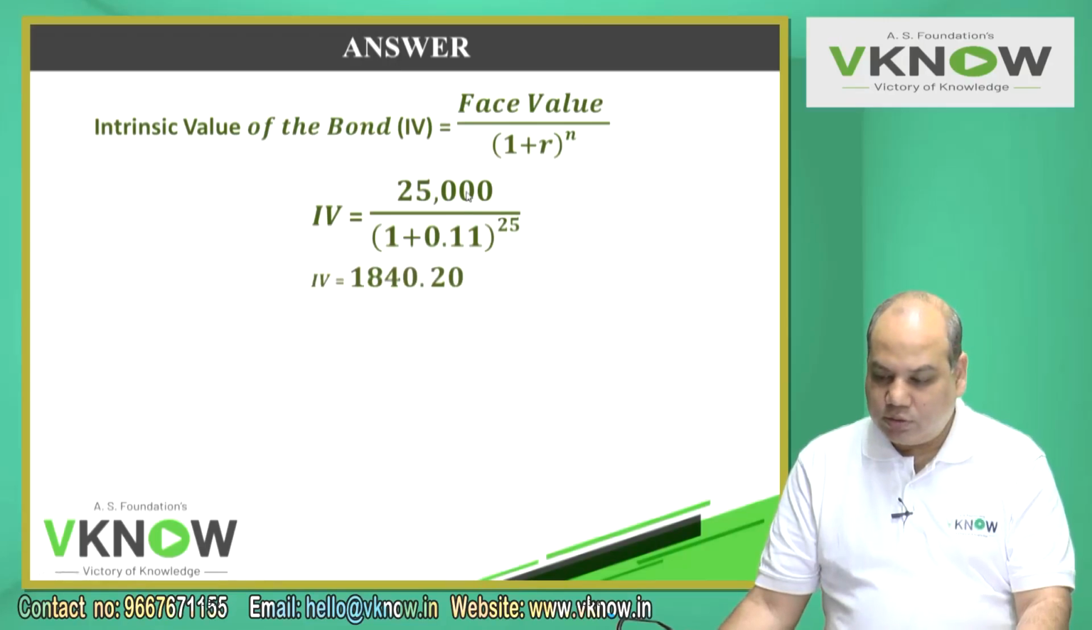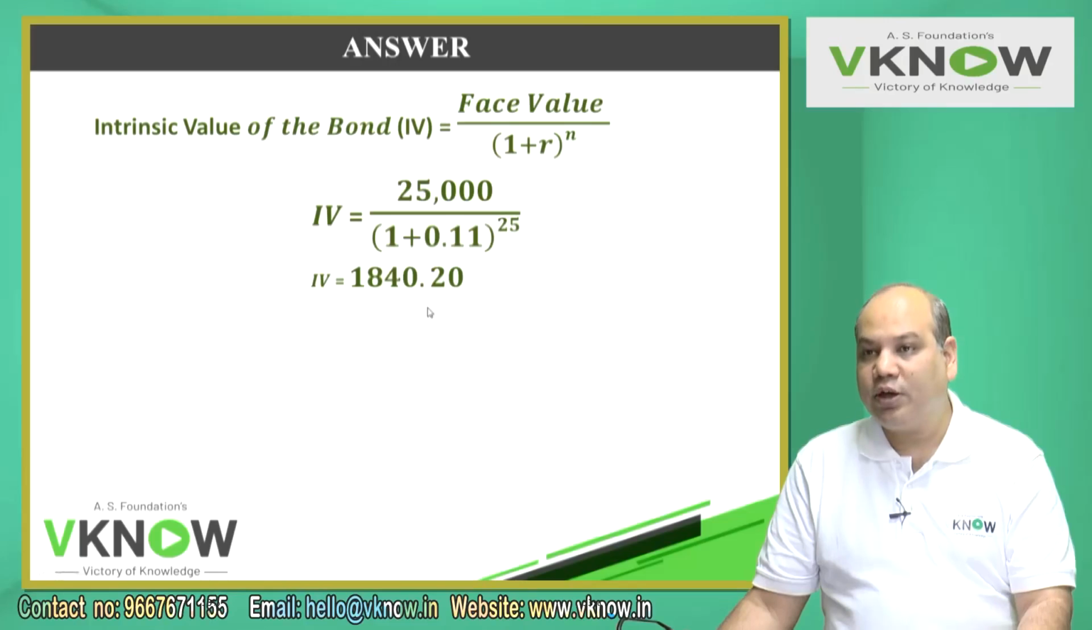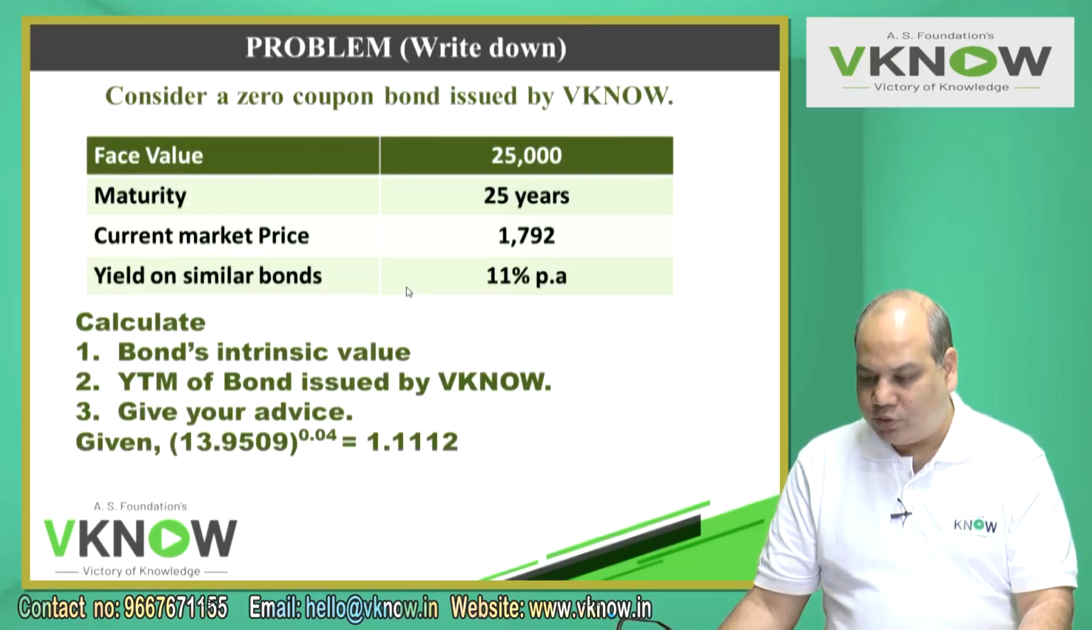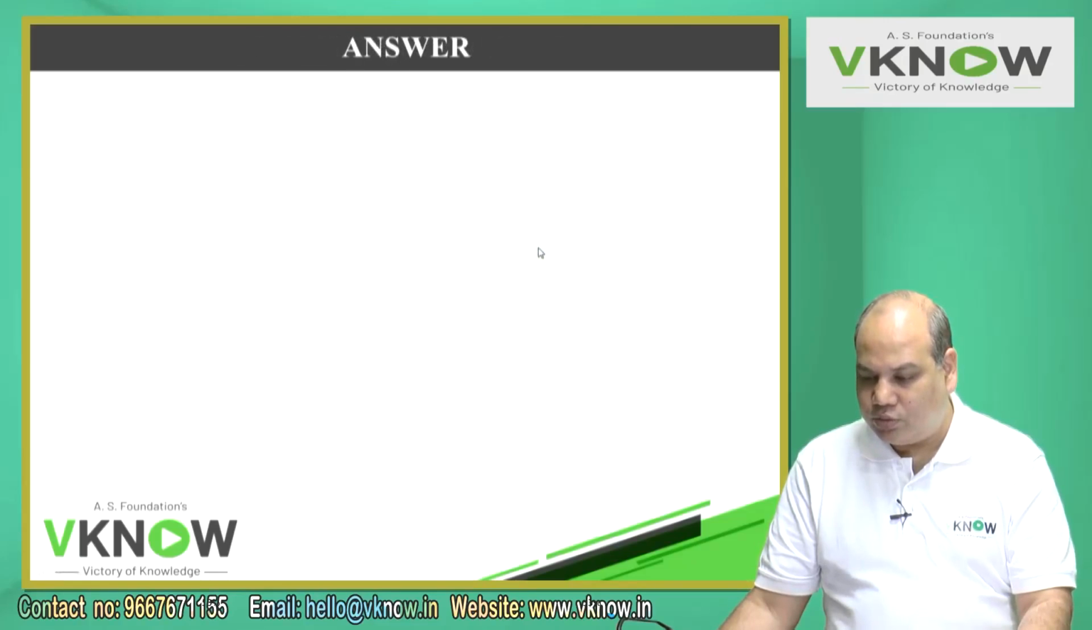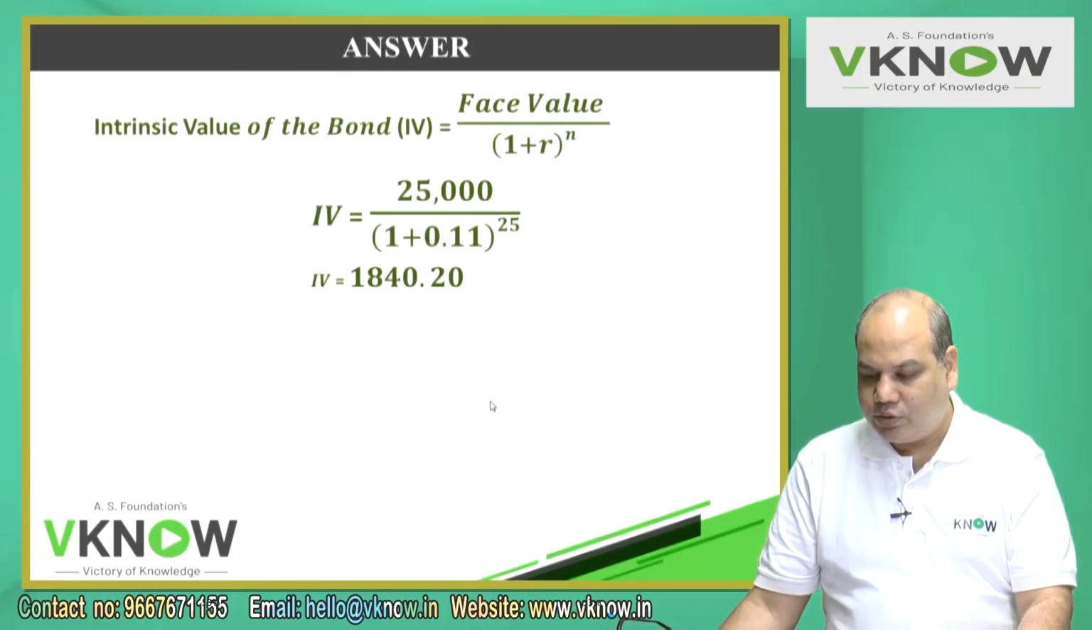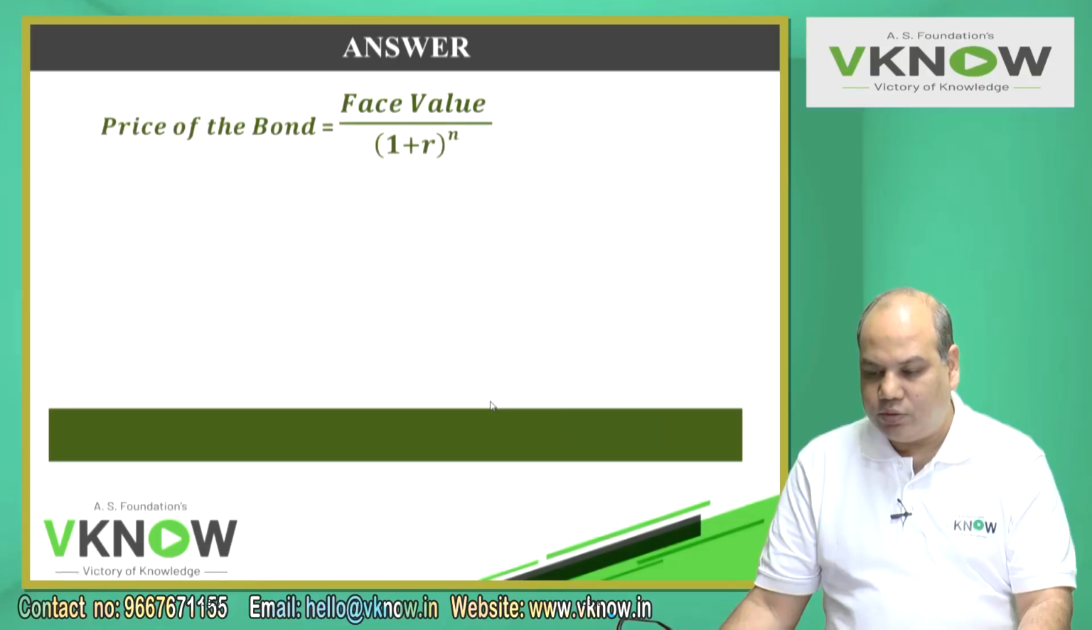So check the answer now. I am getting 1840.20. How much you are getting? Same? Very good. This is intrinsic value. And how much was the market value? 1792. Oh, very good. This time this bond is undervalued.